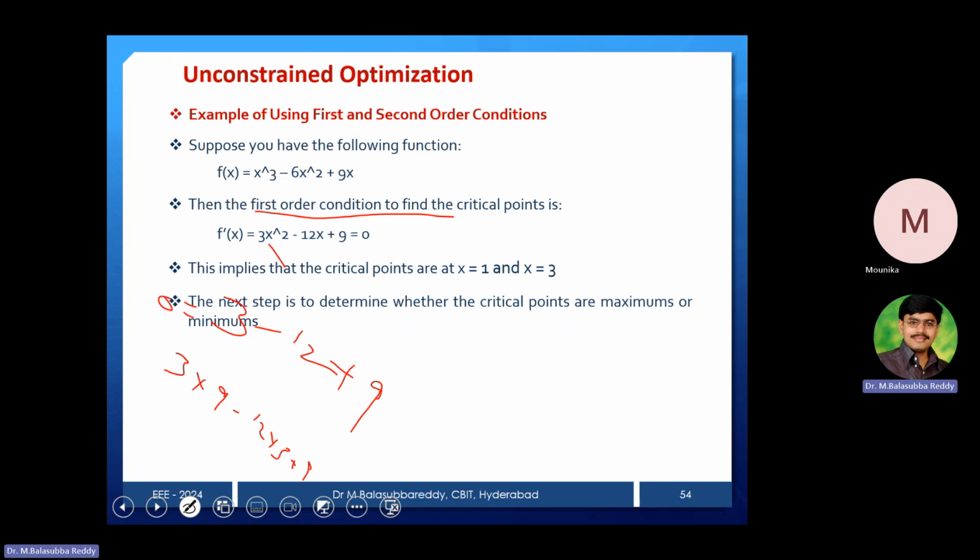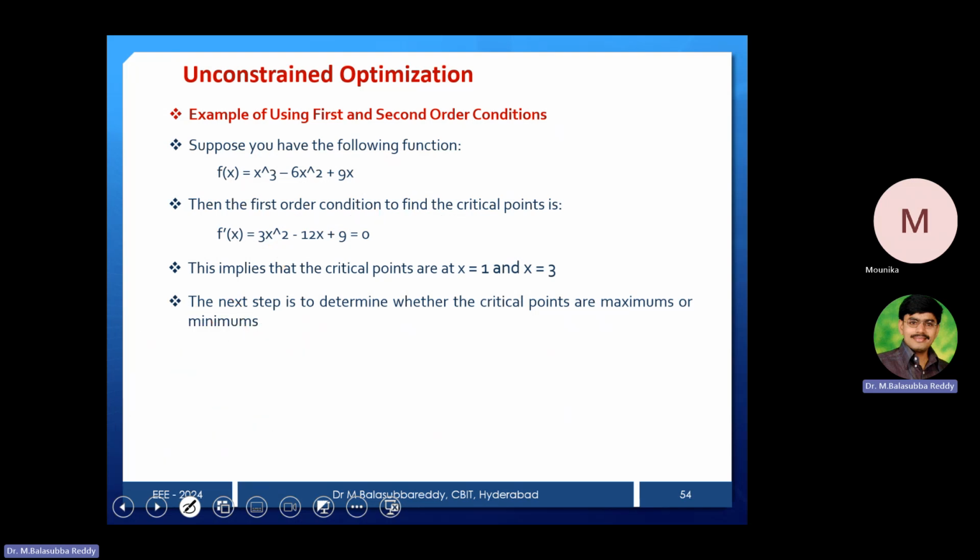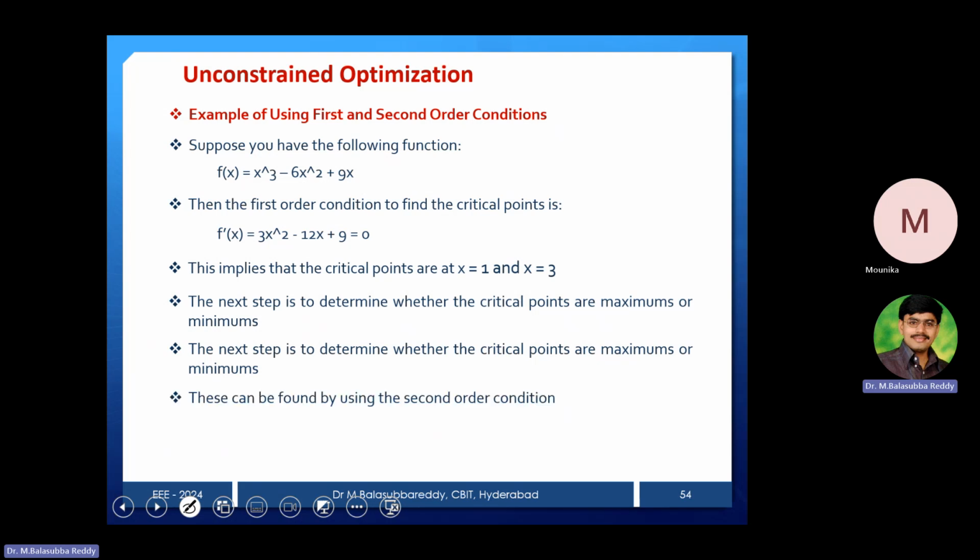The next step is to determine whether the critical point is a maximum or a minimum. How can we find that? As per the previous slide, there is a differentiation: the first order differential is equal to 0 and the second order differential is negative for a maximum and positive for a minimum. The next step is to determine whether the critical point is a maximum or a minimum. In that case, this can be found by using the second order equation.